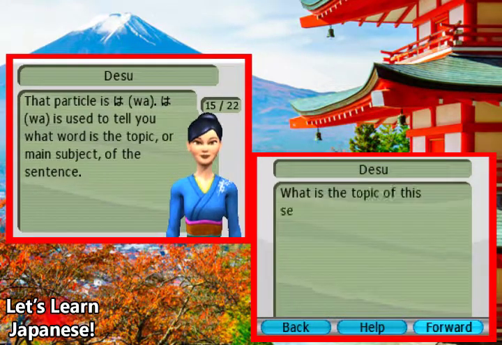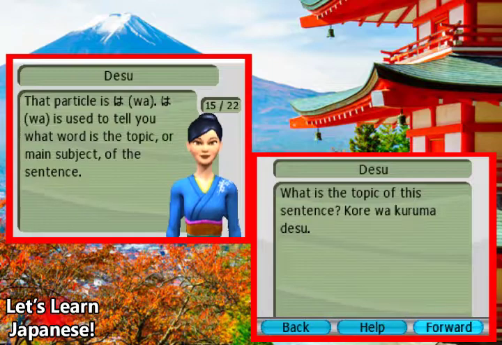So this particle is wa. And if you recall from our hiragana lessons, I believe in lesson 3, we've seen this character before. This is the character ha. However, when it's used as a particle, it's pronounced wa. So you just have to figure out by context when you're reading sentences how that particular character is pronounced.